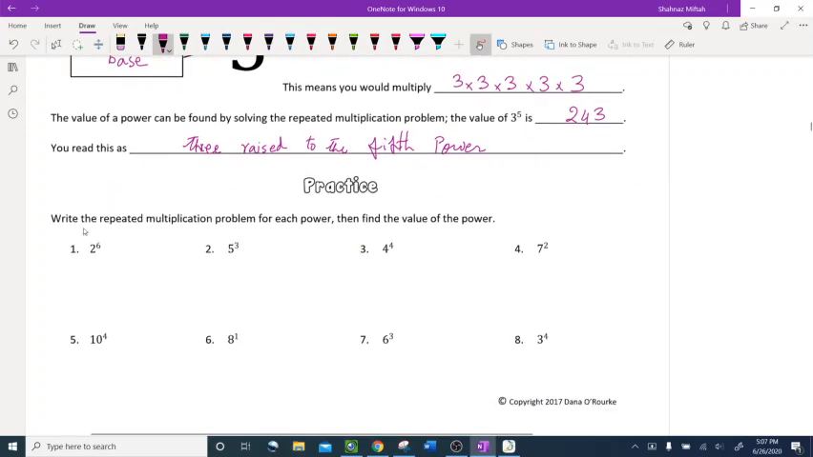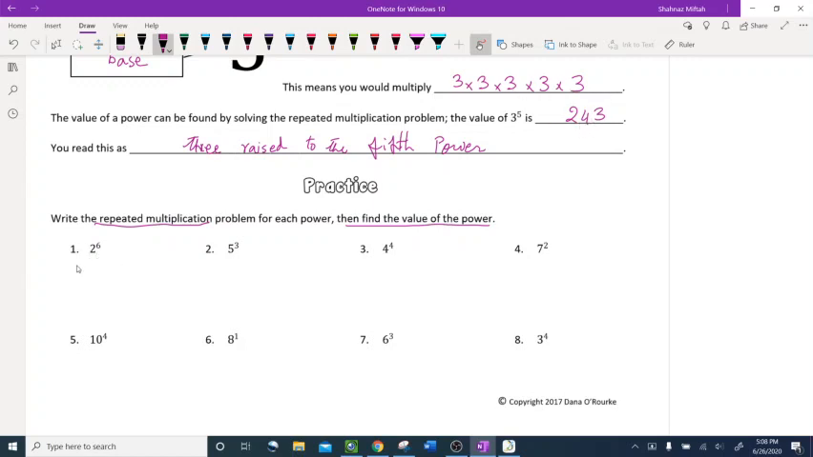Okay, let's do this one. They said write the repeated multiplication problem for each power, then find the value of the power. So we have to write them as repeated multiplication. Read the question carefully, this is very important. Then find the value of the power. If you pay attention, they're asking 2 things: repeat the multiplication and then find the value of the power, exactly the way we did up here.